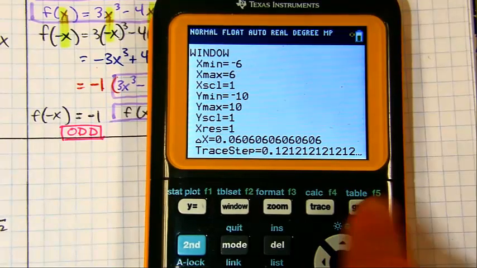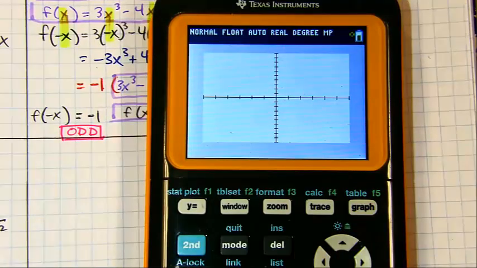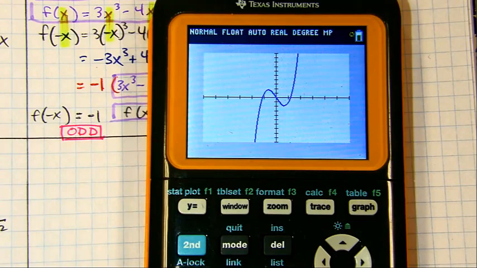So we press graph. And you can see we're getting a lot closer. Does that make sense? Let's sketch the graph.